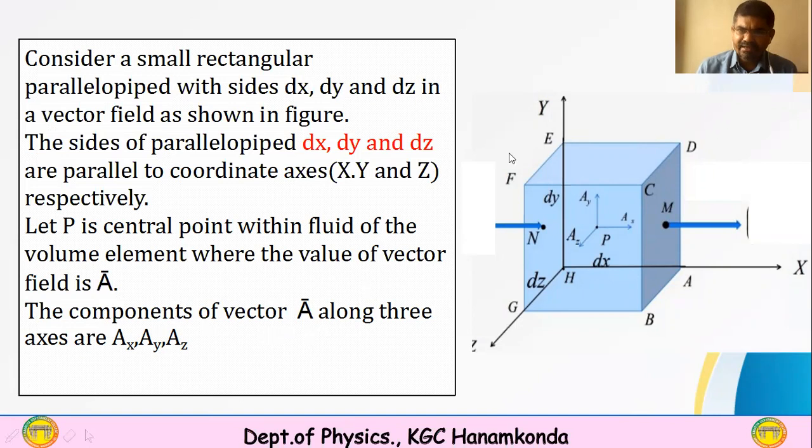Now we have taken a vector field. In that vector field, I am taking a rectangular parallelepiped volume element whose sides are dx, dy, and dz. This dx is parallel to the x-axis, dy is parallel to the y-axis, and dz is parallel to the z-axis. Now, in this parallelepiped element, I am taking a point P, which is located at the center of the element.